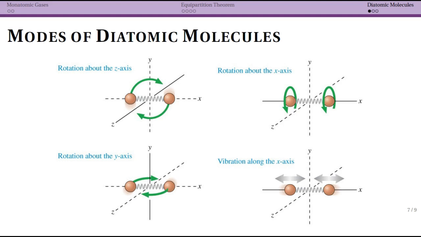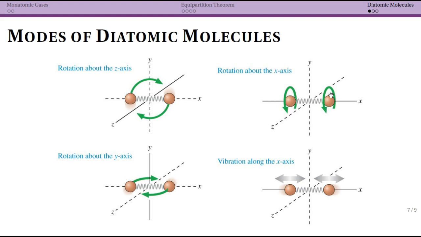Diatomic molecules are a little more complicated, so we need to discuss them in more detail. The first thing is to realize that they have a lot more degrees of freedom because they have different modes. One mode is rotation, but there are three different axes. If we think about our molecule oriented along the x-axis, it can spin end over end around the z-axis, end over end around the y-axis, so this is kind of like a circle oriented towards you versus a circle you see edge on, or it could rotate around the x-axis.